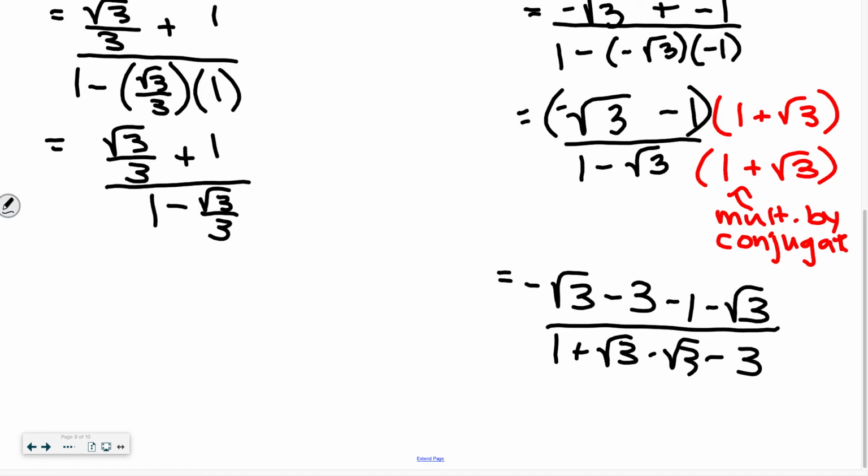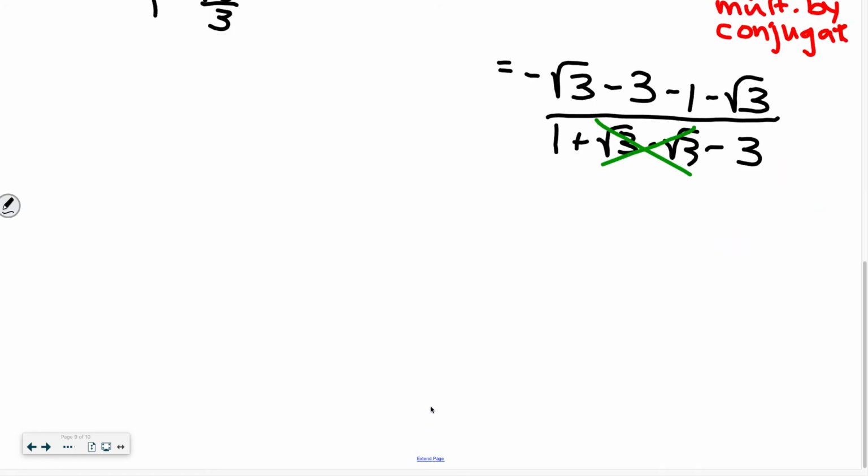And this is exactly what I wanted to have happen in the denominator, right? Plus square root 3 minus square root 3. Yay, I don't have any radicals in my denominator anymore. That makes me very happy. That's called rationalizing my denominator. So now it's just a matter of combining like terms.